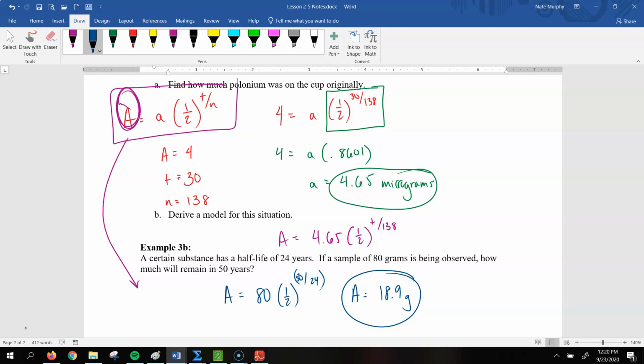Well, that's it. So again, in this lesson, basically the only new material we learned was how to use your calculator to come up with an exponential model in this idea of a half-life. So hopefully you took really good notes, and make sure you come to class prepared to review how to deal with exponential models and half-lives.